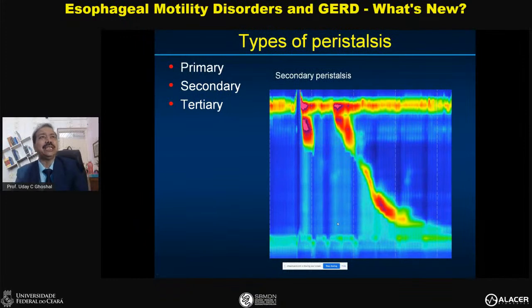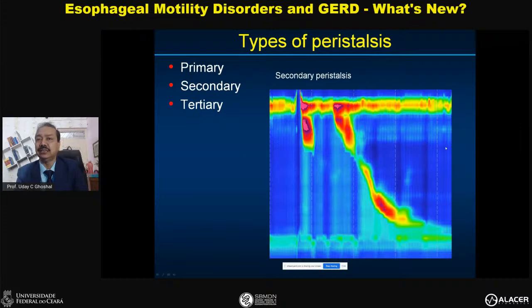Now, we all know peristalsis can be primary, secondary, or tertiary. So what is primary peristalsis? Primary peristalsis is swallow-associated peristalsis. So all the primary peristalsis will have UES relaxation, through which the bolus has entered from the pharynx into the esophageal body and then passed through the sphincter. What is secondary peristalsis? Secondary peristalsis is in the absence of swallowing. So therefore, it will not show any UES relaxation.